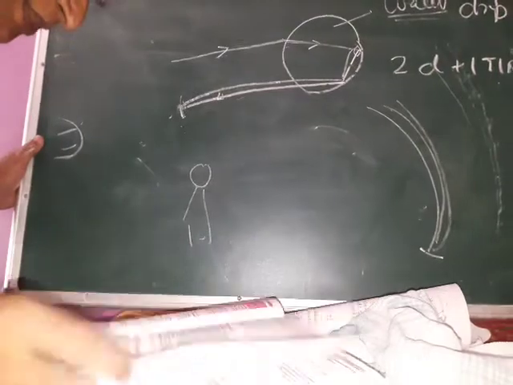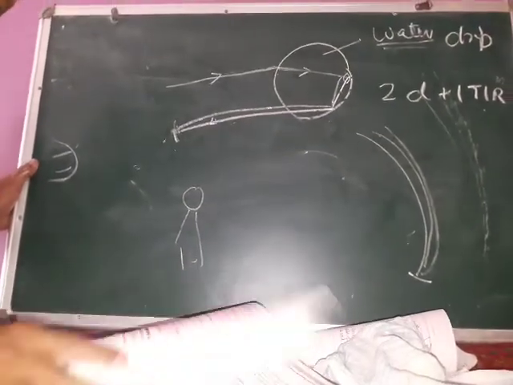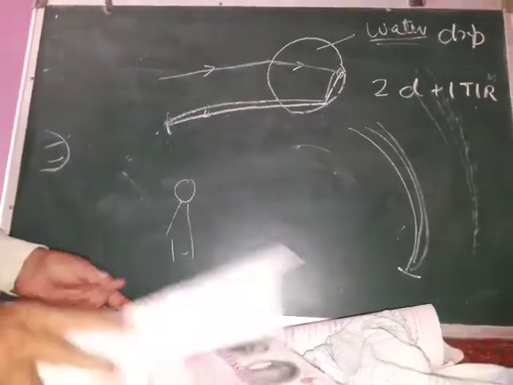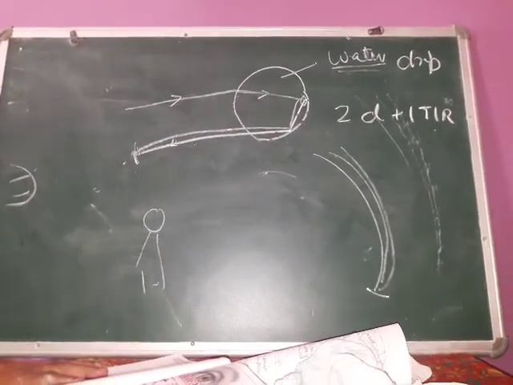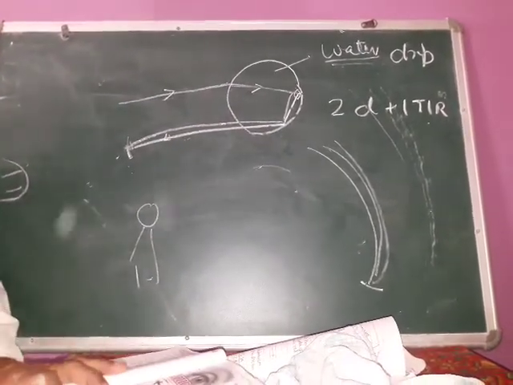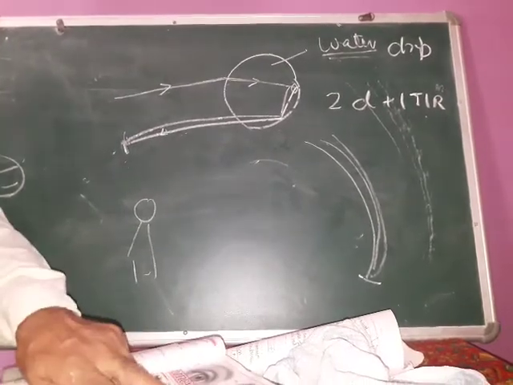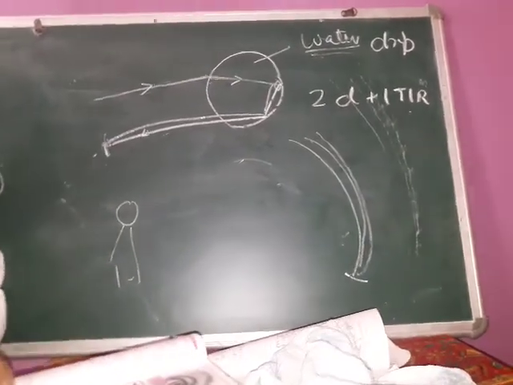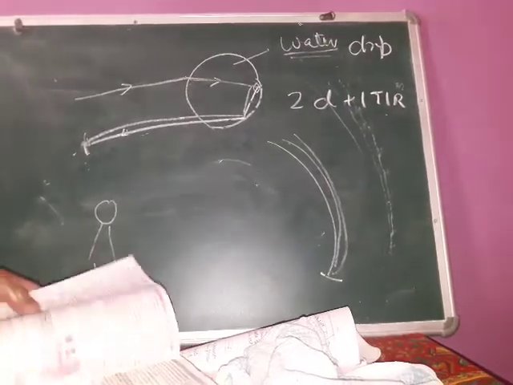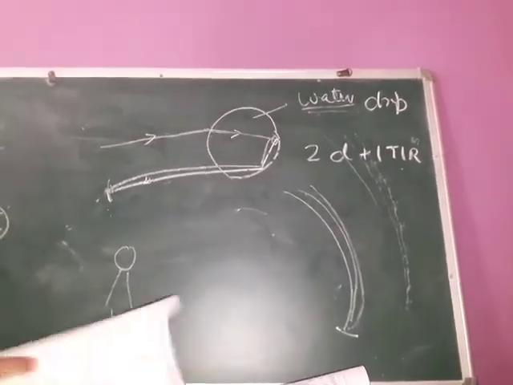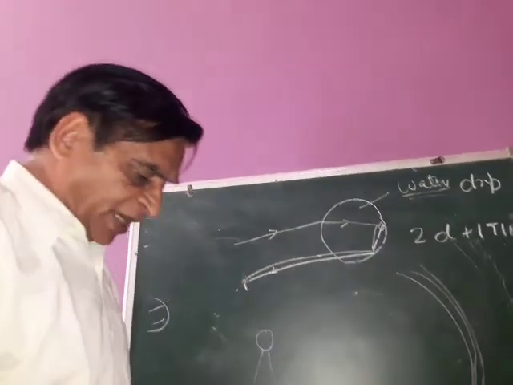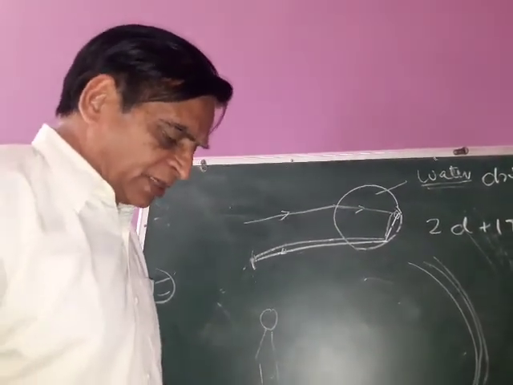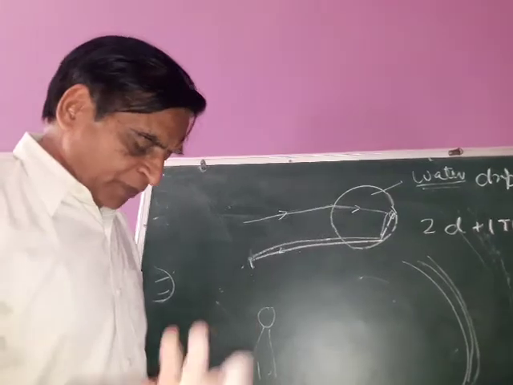So this completes ray optics and everything. Next time, in the next video, we will talk about optical instruments, in which the first instrument will be our natural eye, and then the microscope, then the telescope also. So these things we will take in the next video.